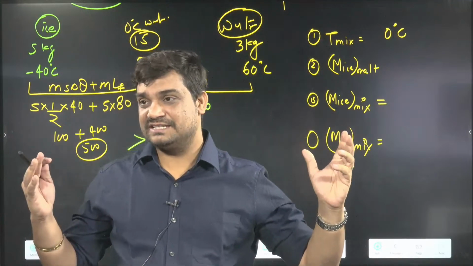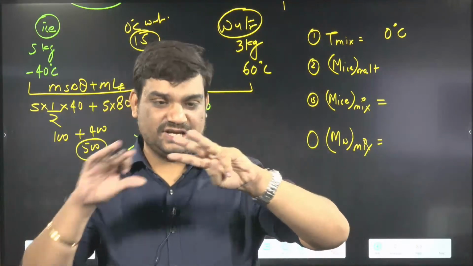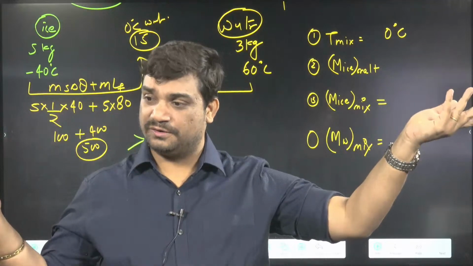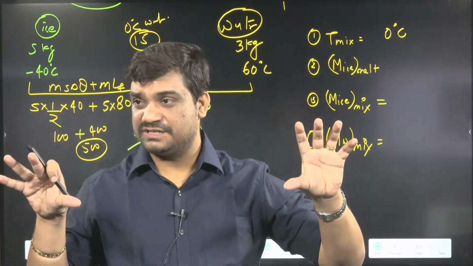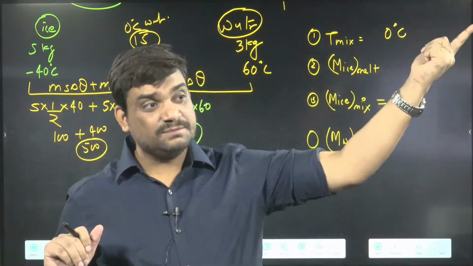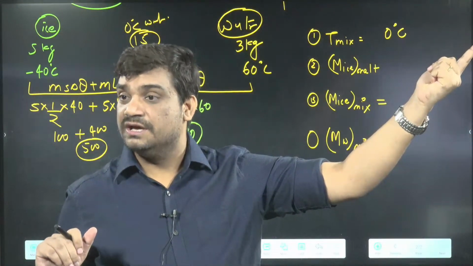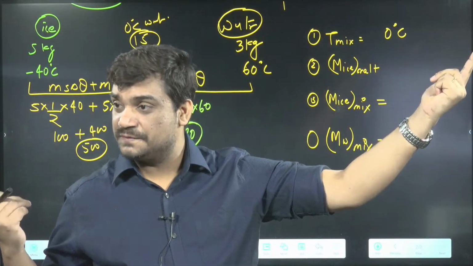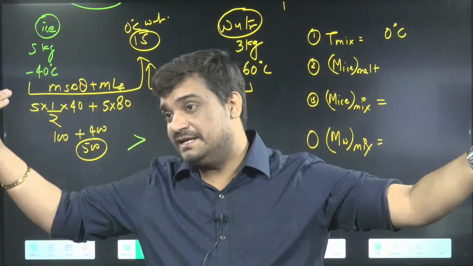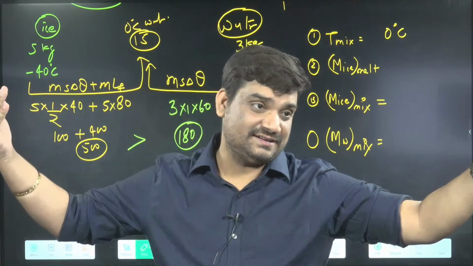With the mixture variety, we are just dividing into three parts: equal, this side more, and this side more. Equal means the temperature is going to be 0 degrees Celsius. If this side is more, then with the excess of energy, the temperature will increase. If this side, then partial melting will happen, and that is what we have to find.